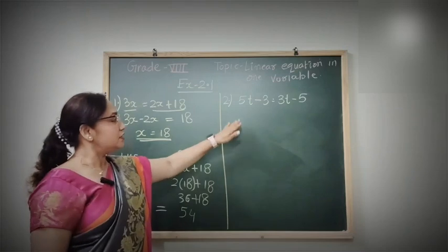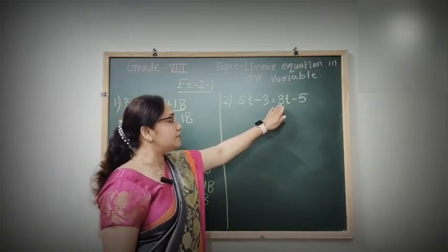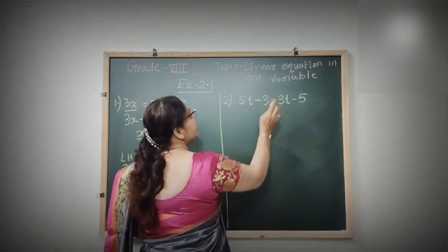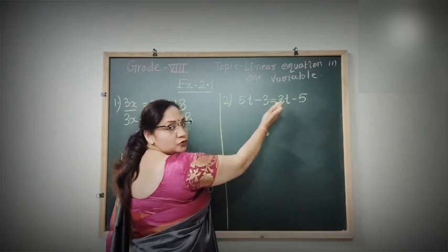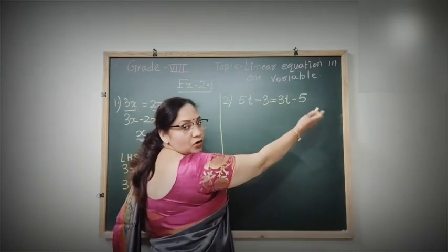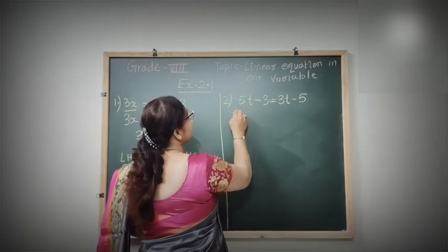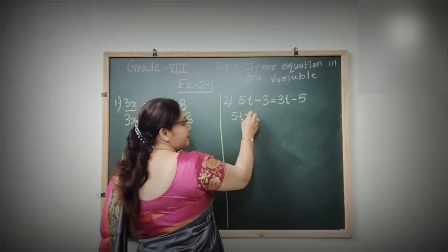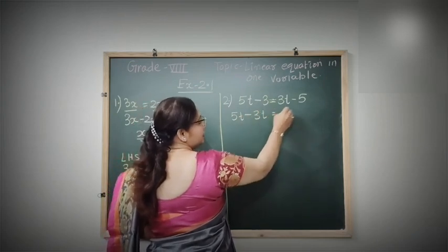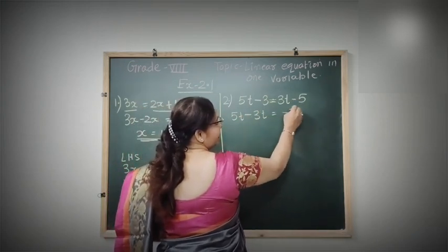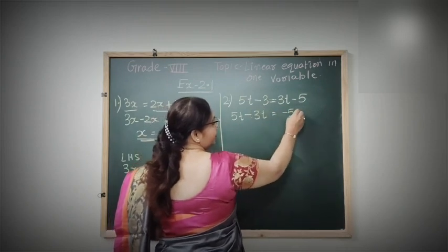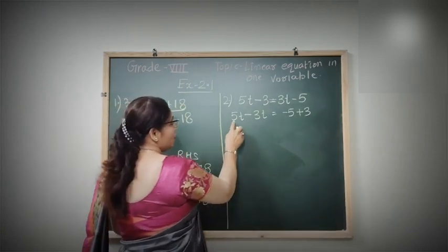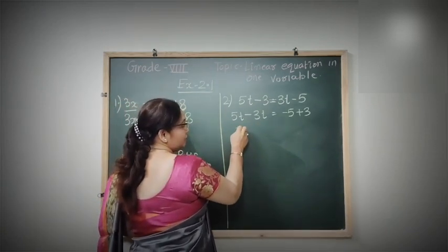Okay, the next question is 5t minus 3 is equal to 3t minus 5. Okay, this is the is equal to sign here. Again आपको क्या करना है, जो variable t है उसको एक तरफ लेना है और जो whole numbers है उसको एक तरफ लेना है. So it will be 5t minus 3t will come this side, so it will become 2t is equal to minus 5 as it is, and minus 3 coming here will be plus 3. Okay, now minus 5 plus 3 is equal to minus 2, so 2t is equal to minus 2.